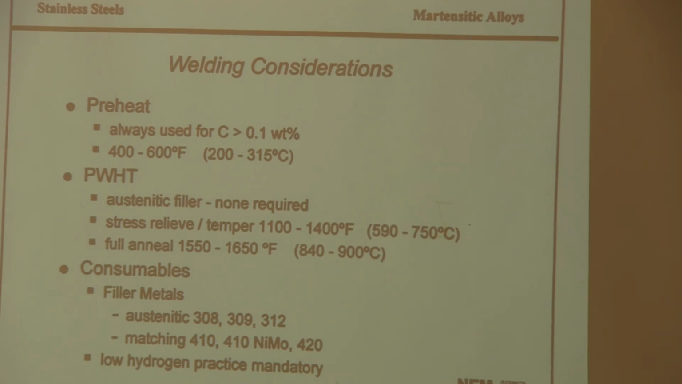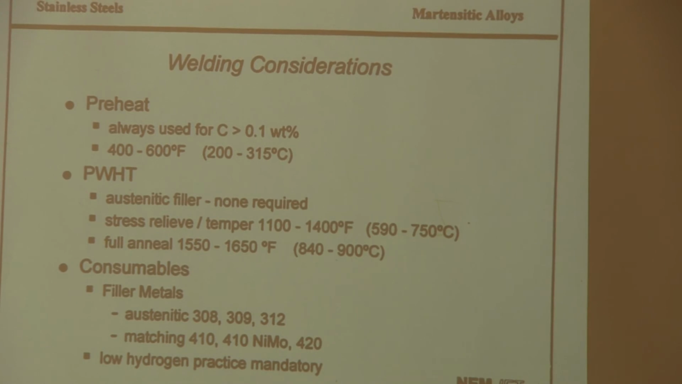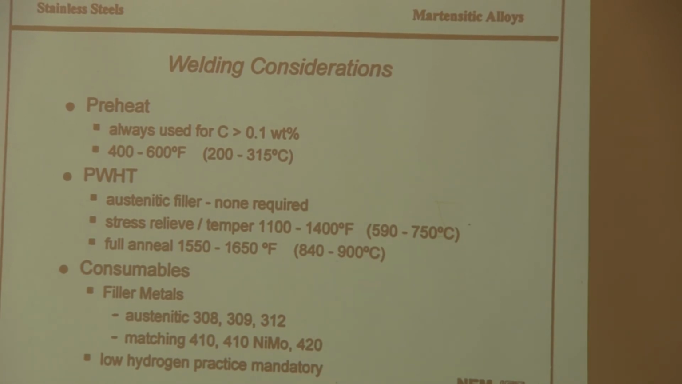Post-weld heat treatment is often also used in the welding of martensitic stainless steels. Sometimes you use an austenitic filler material, and in that case the post-weld heat treatment is not required. But if you've used a matching or other filler material and you've got a high stress type weldment, then post-weld heat treatment is a good idea to stress relieve and to temper the structure.